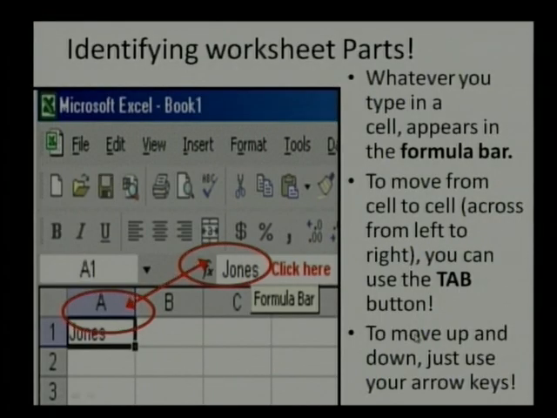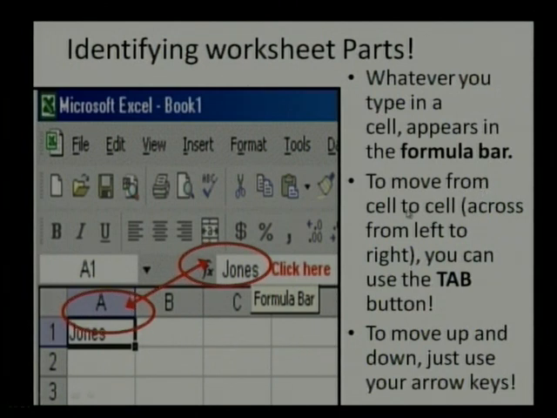Next is identifying worksheet parts. Whatever you type in a cell appears in the formula bar. We have already said earlier that suppose I write a name Jones in this cell, that is A1, then when I type it here, it will also be displayed here in the formula bar. So whatever we write here will also be displayed here. Whatever we type is actually printed here, but the structure may be different, and here we can have some modification, which we shall study later on.